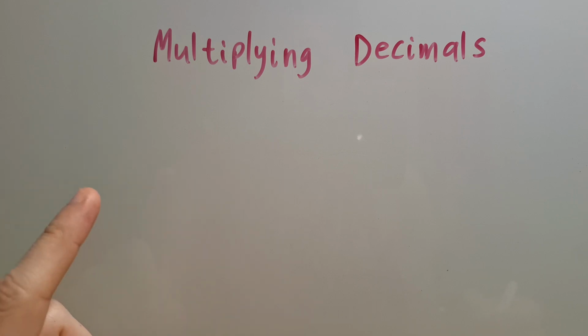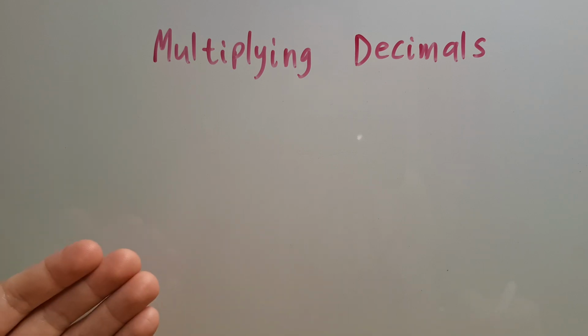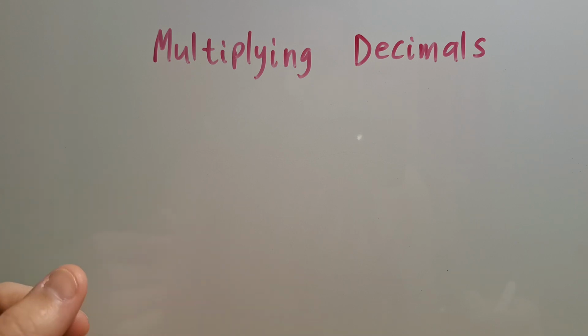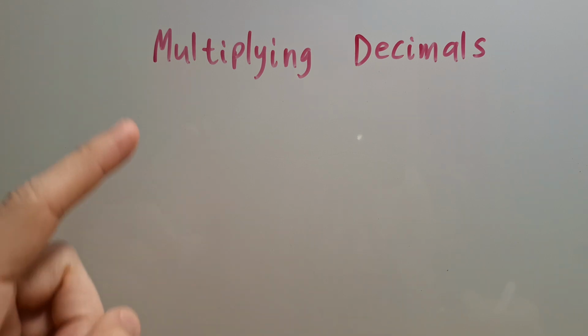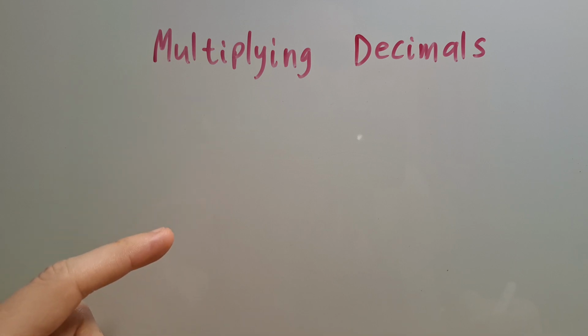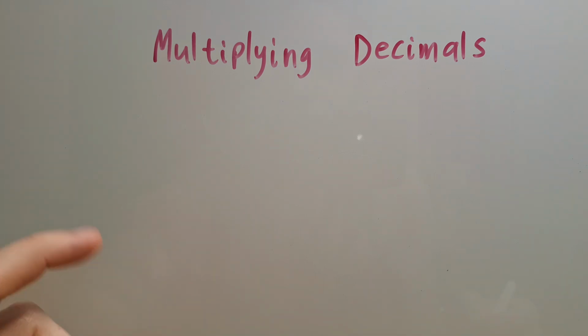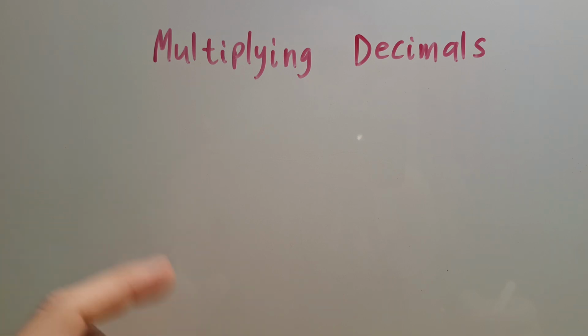We multiply the factors as if they were whole numbers, like we would regularly multiply whole numbers together. Then you're going to find the total number of decimal places in both factors: how many numbers are behind the decimal point. And this next step is critical. You're going to write the decimal point in the product so it has the same number of decimal places as the total from the previous step.